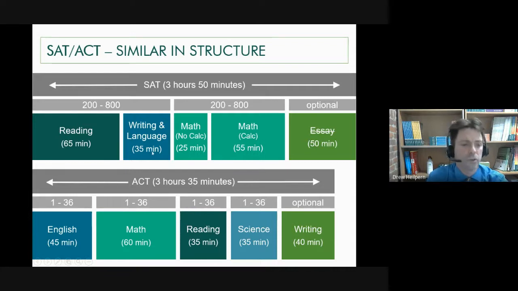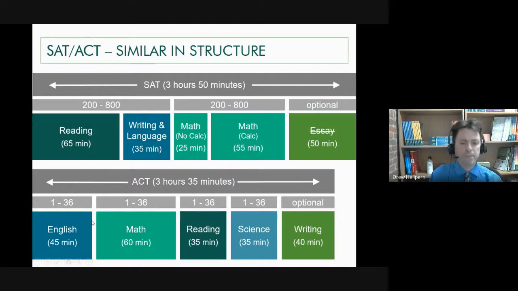Real quickly on the scoring of it, SAT 200 to 800 on what's called evidence-based reading and writing. That's a mouthful. I'm just going to call it verbal. So 200 to 800 on verbal, 200 to 800 on math. So the SAT's back to that 400 to 1600 point scale.